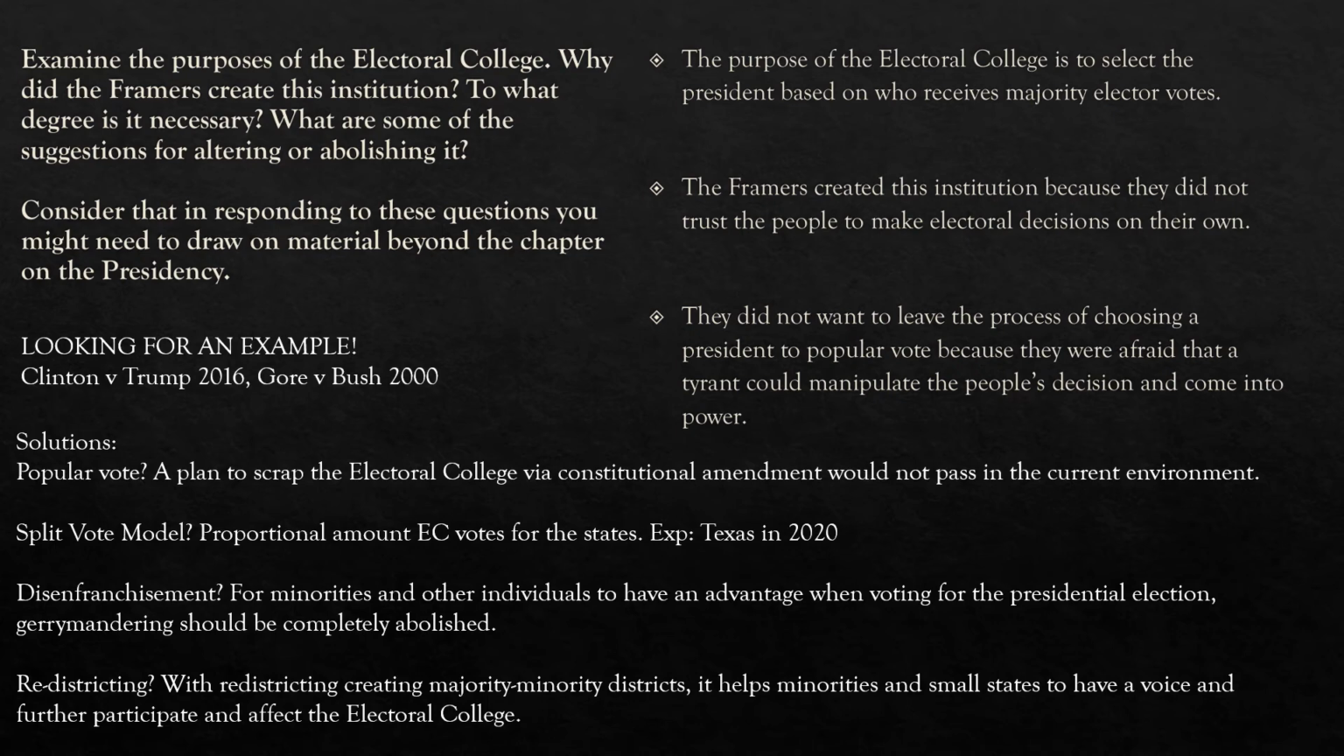I think it included one of the first indigenous peoples to be awarded an electoral college vote. I'm forgetting their name though. Look it up. Another solution, disenfranchisement. Fix it for minorities and other individuals who have a disadvantage when voting for the presidential election. Gerrymandering could be litigated within the Supreme Court of the United States, which it has already been, but it's on a case-by-case basis. Limit disenfranchisement, let people vote.